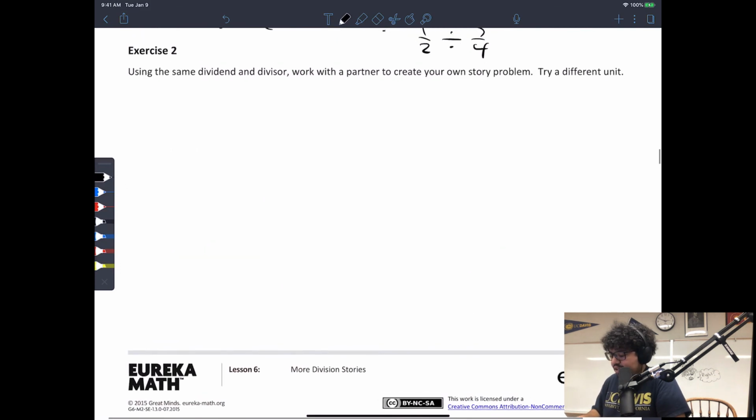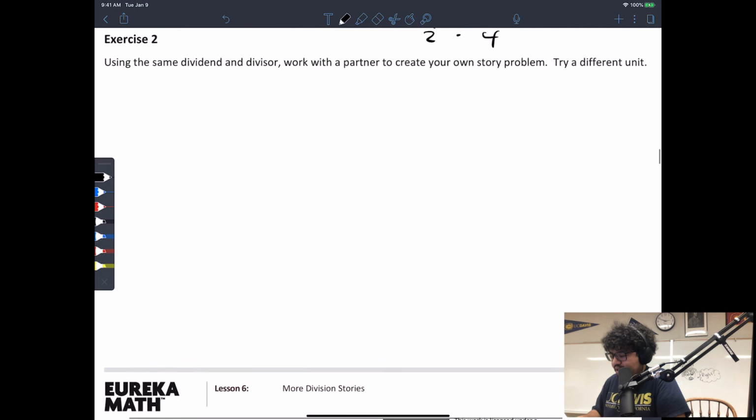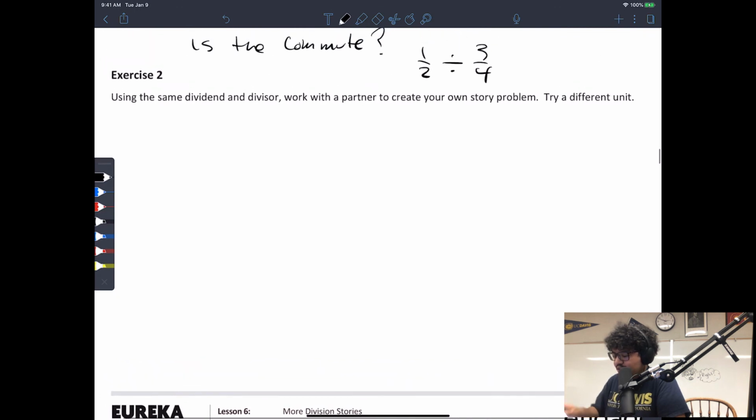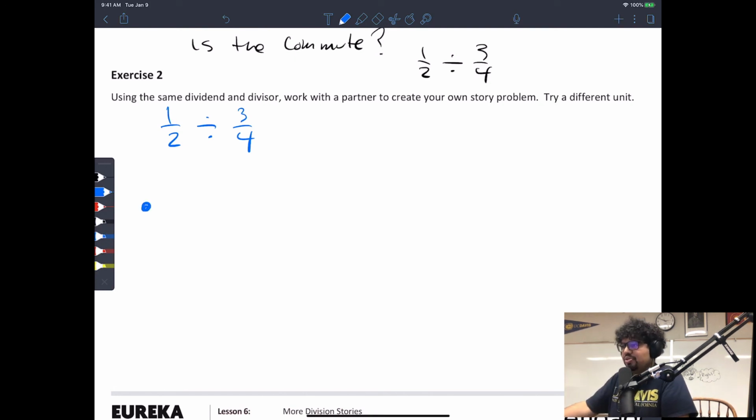For exercise number 2 there, it says using the same dividend and divisor. So we have to keep using the same problem, dividend and divisor. Work with a partner to create your own story problems. Try a different unit. So again, you can use a number of different scenarios here, different situations, to come up with. Let's go ahead and give you an example here.